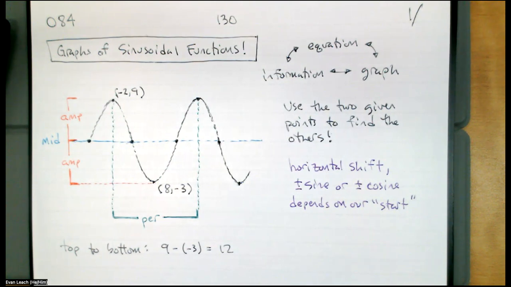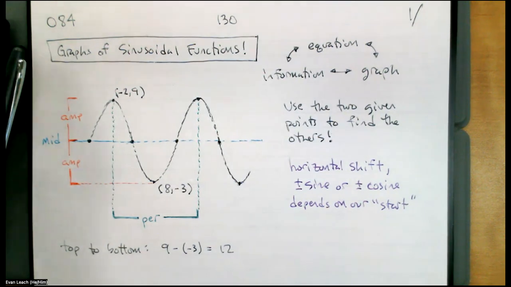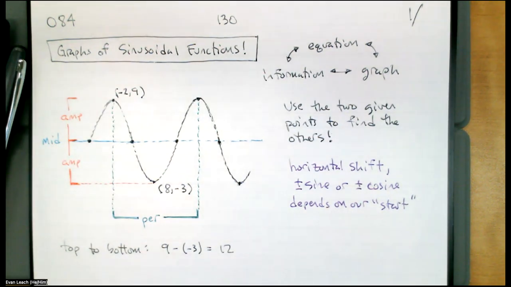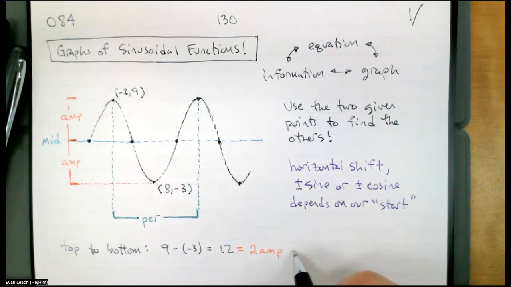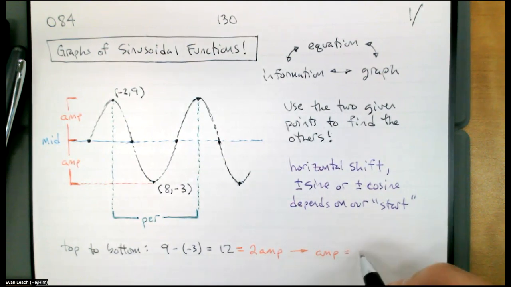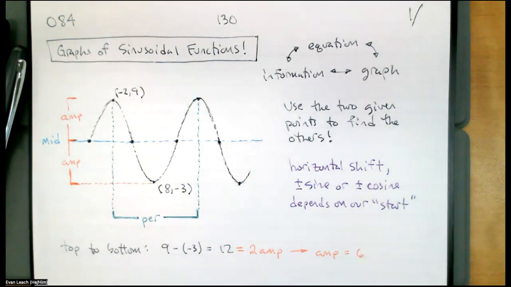But this is not the amplitude. How much amplitude is this? This is double the amplitude. This is 2 amplitudes. So what is the amplitude equal to? Now, 2 amplitudes is 12. So we'll cut it in half. The amplitude is 6. So that tells us what we're going to use for A. We're going to use plus or minus 6. The amplitude is 6.